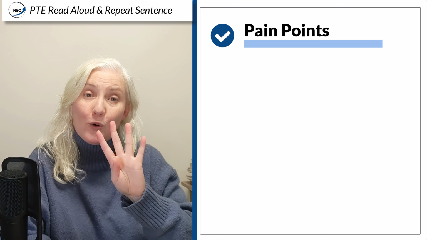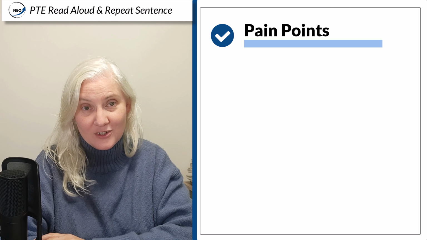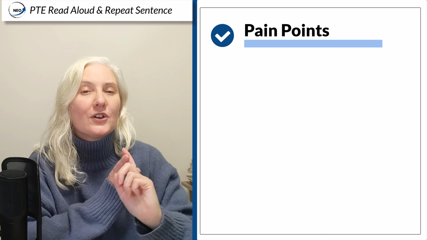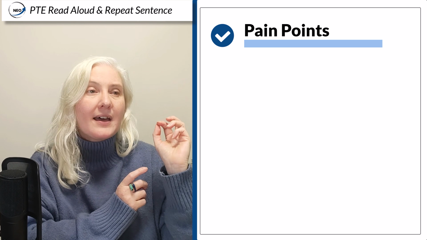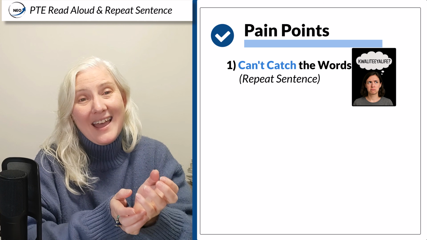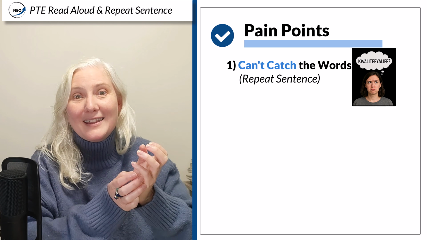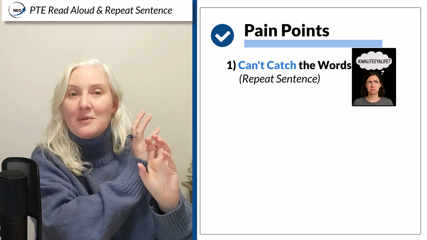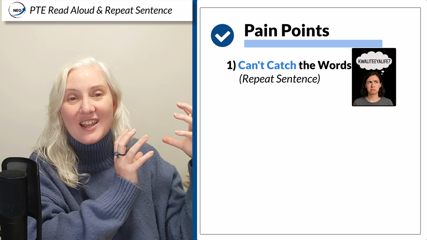There are 4 pain points that I have noticed students have with these two question types. And the first one is just for repeat sentence questions. And that is that you just can't catch the words. You can't even distinguish one word from another word. It just sounds like a lot of words all squished together.